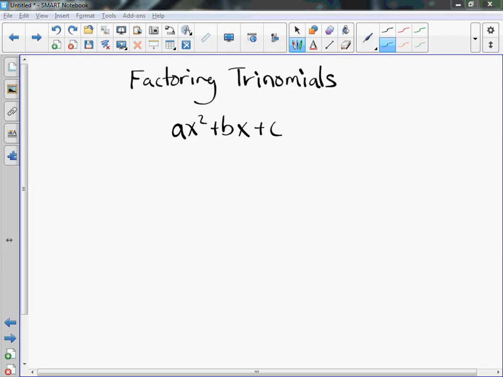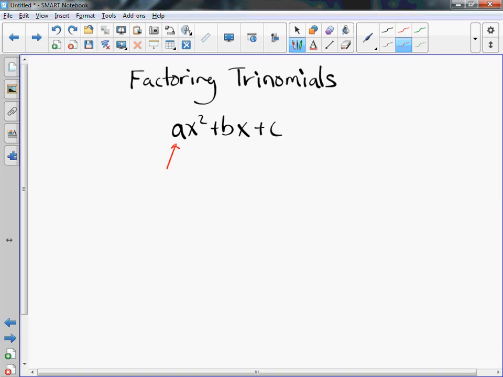Okay, now we're going to factor another set of trinomials. This time the leading coefficient is going to be something other than 1. Last time we had all leading coefficients of 1, or in other words, this a wasn't here when I did the last video.